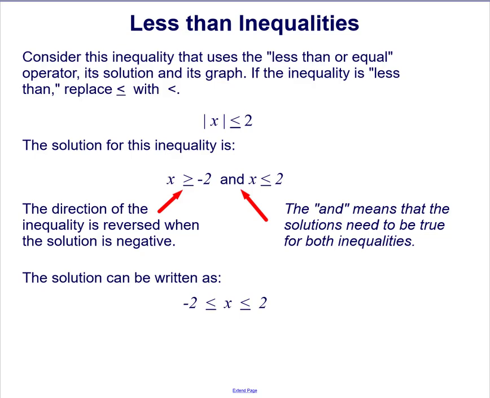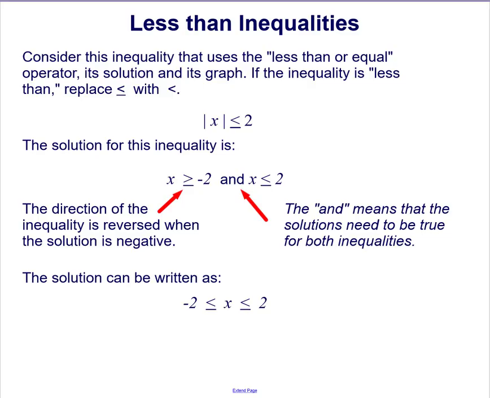Less than inequalities. Consider this inequality that uses the less than or equal to operator, its solution, and its graph. If the inequality is less than, replace the less than or equal to symbol with just the less than symbol. We'll look specifically at the absolute value of x is less than or equal to 2. The solution to this inequality is as follows. X is greater than or equal to -2, and x is less than or equal to +2. Notice that the direction of the inequality is reversed when the solution is negative.